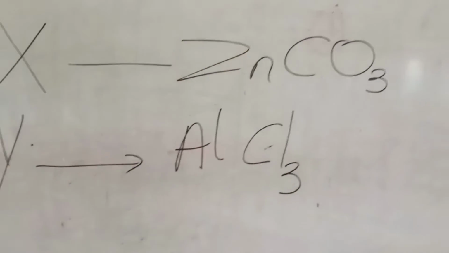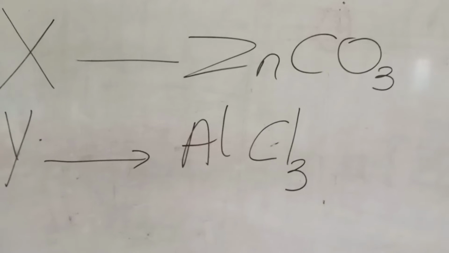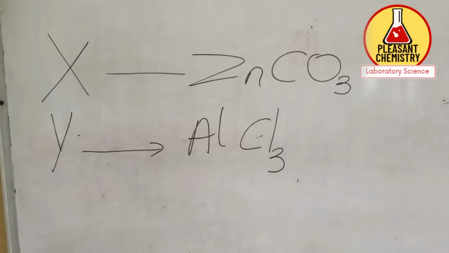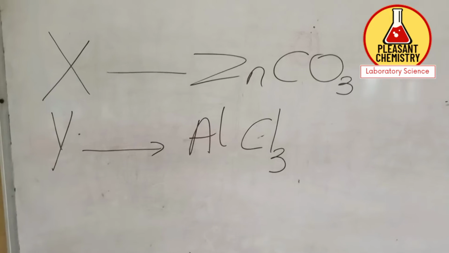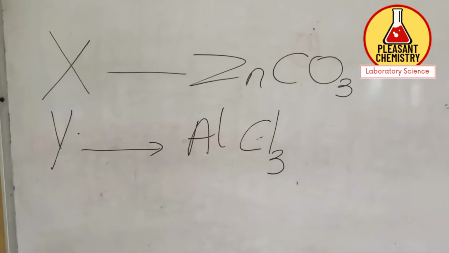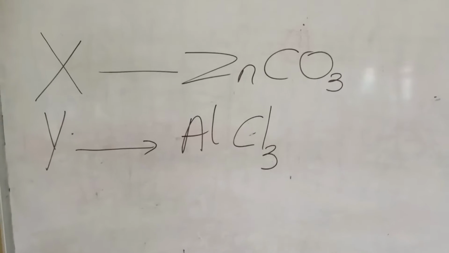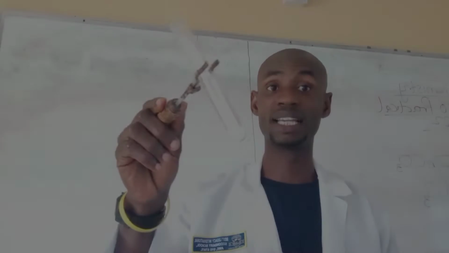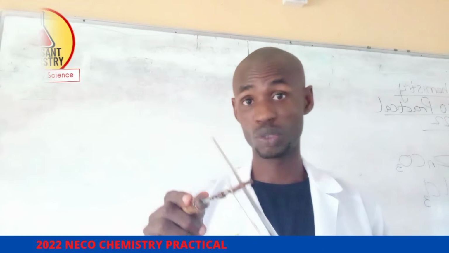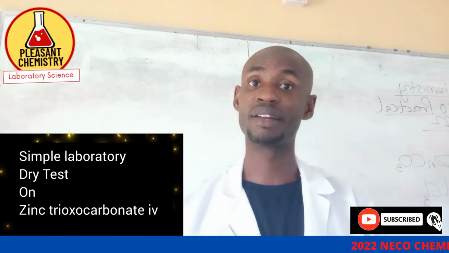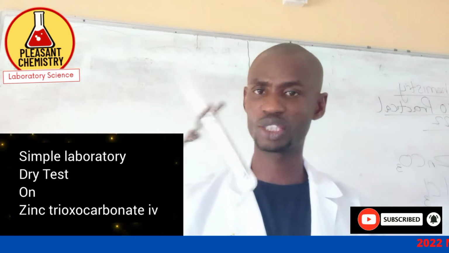We are working with two salts, and we are going to carry out test, observation, and inference on these two salts. X represents our zinc trioxocarbonate(IV), ZnCO3, and our Y is aluminium chloride, AlCl3. We are going to carry out dry test on X, because the question asks us to carry out test on X, and we are also going to carry out test on Y. And this is my X.